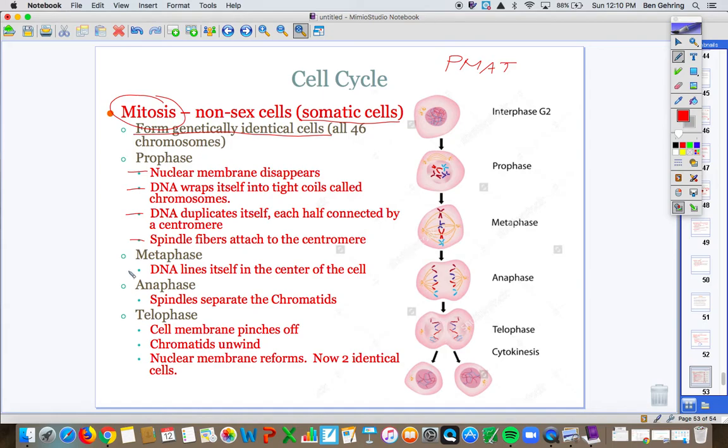In metaphase, your DNA meets in the middle. Metaphase, all M's. So meet in the middle in metaphase is what happens here. DNA lines up. In anaphase, after we meet in the middle, we have to pull them apart, so that's what happens there. And then in telophase, your membrane pinches off and forms two separate cells, which is what we get here. Two identical separate cells.